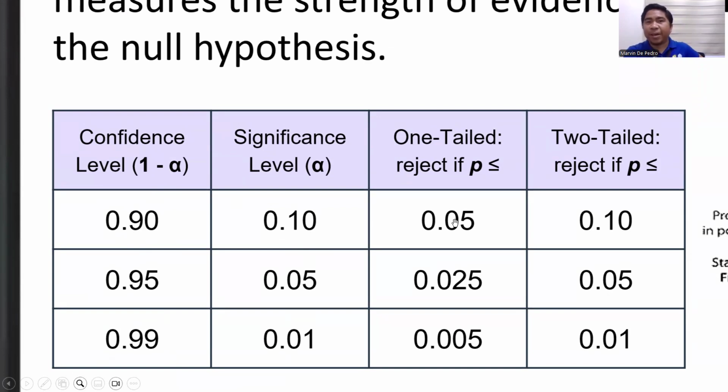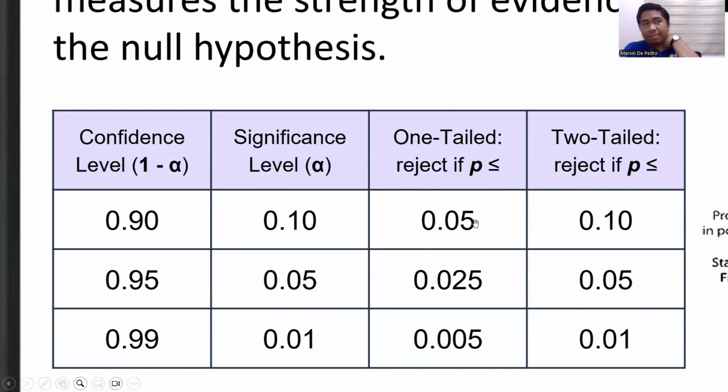If we are conducting a one-tailed test, then we reject the null hypothesis if our p-value is less than 0.05. But if we are doing a two-tailed test, then we reject the null hypothesis if the p-value that we compute is less than or equal to 0.10. Okay, two-tailed 0.10, one-tailed 0.05.